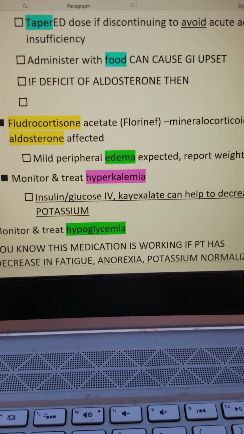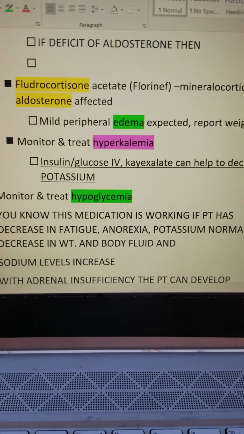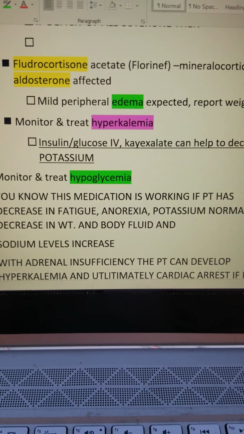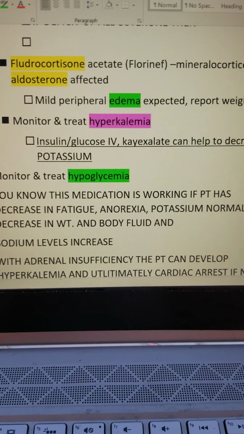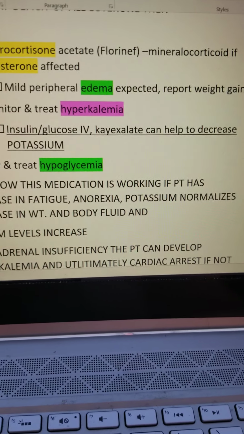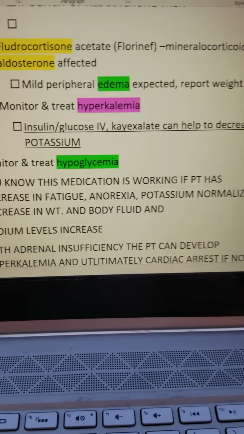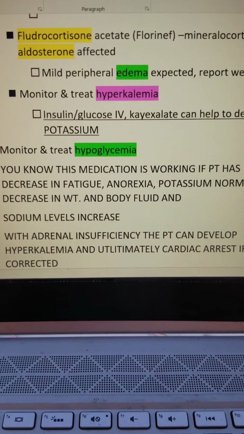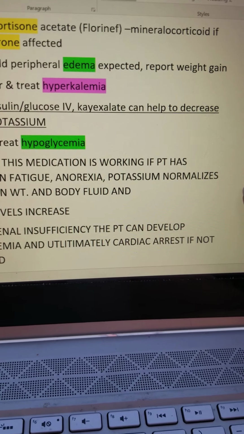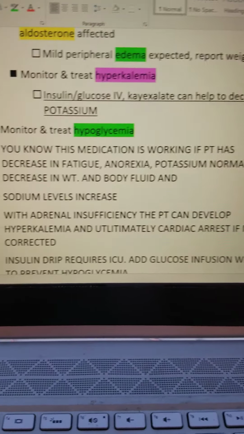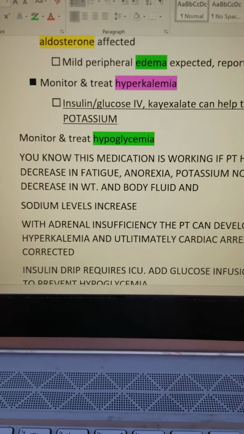If deficit of aldosterone, then you're going to have medications such as fludrocortisone acetate. It's also called Florinef. It's a mineralocorticoid. If aldosterone's affected, mild peripheral edema is expected. Report this like weight gain. Monitor and treat the hyperkalemia.